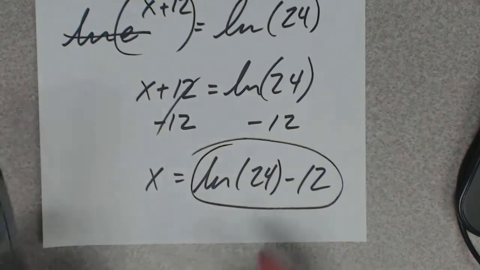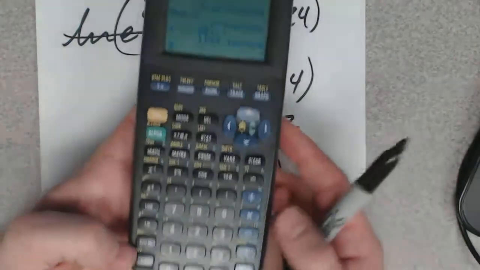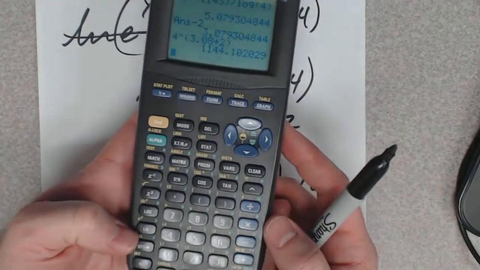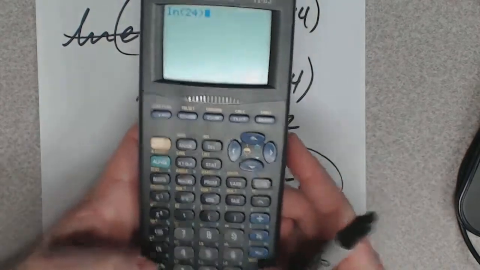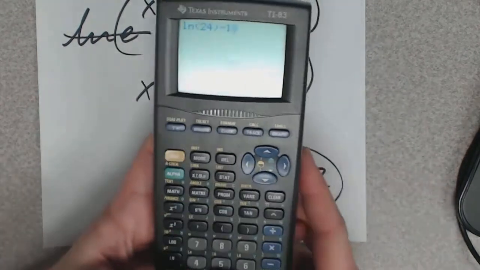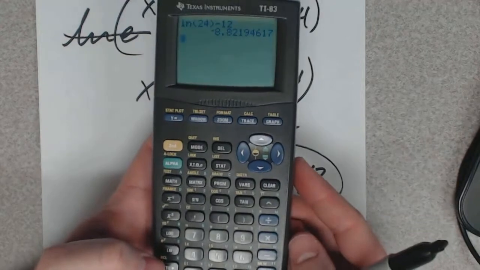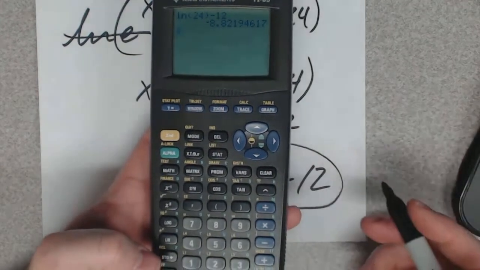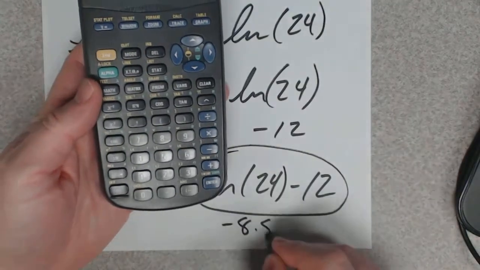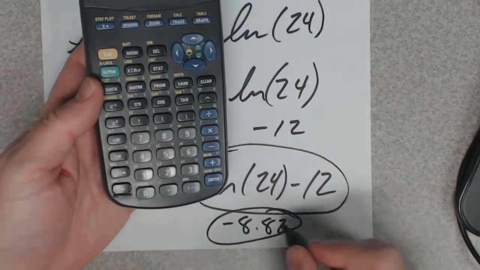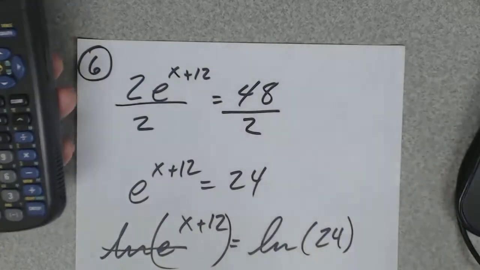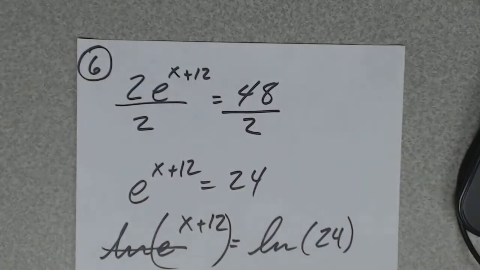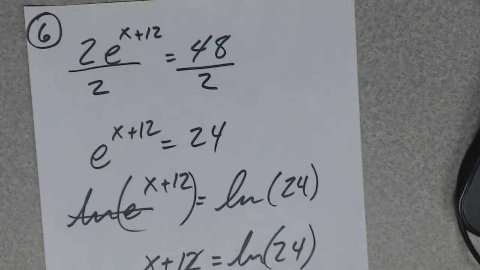But this is really easy to plug in. It's a natural log. You just type in natural log. LN's down here. So LN of 24 minus 12, negative 8.82. And I don't have to check anything here because I didn't start with any logs. I started with e to the x. You could take e to the x all day long with anything. So I don't have to check any work. I don't have to check my answers to see if they're negative or positive.